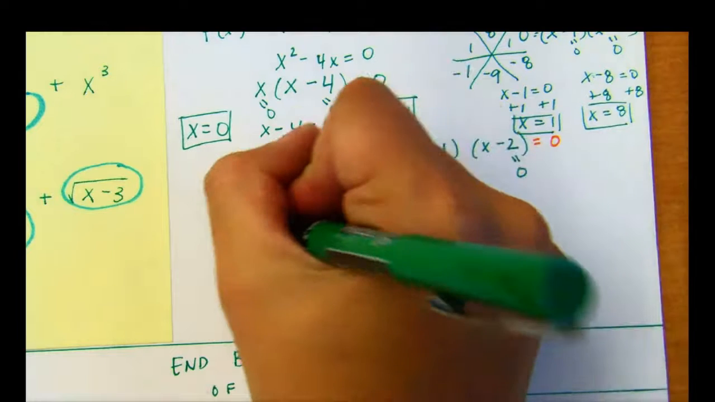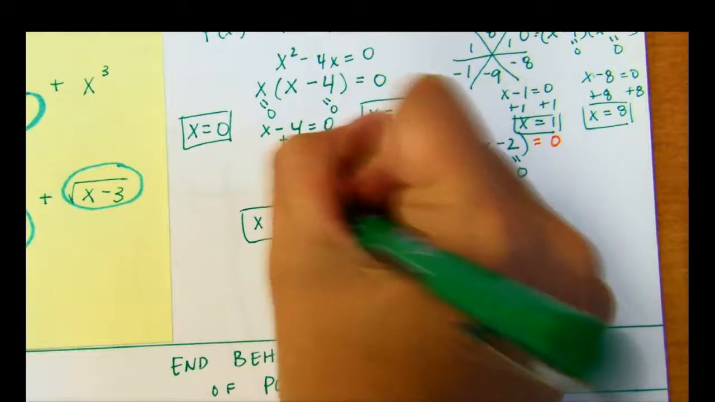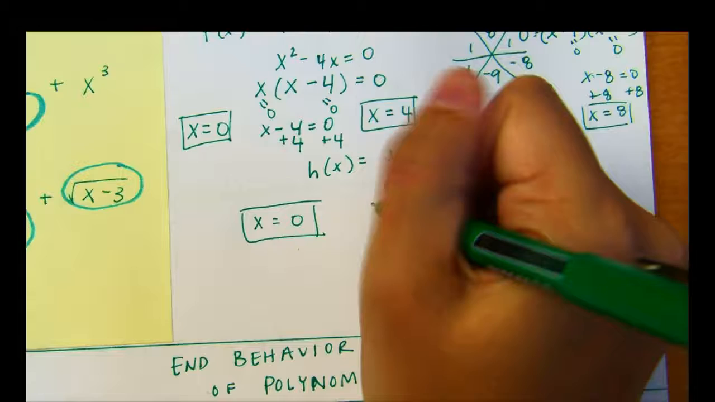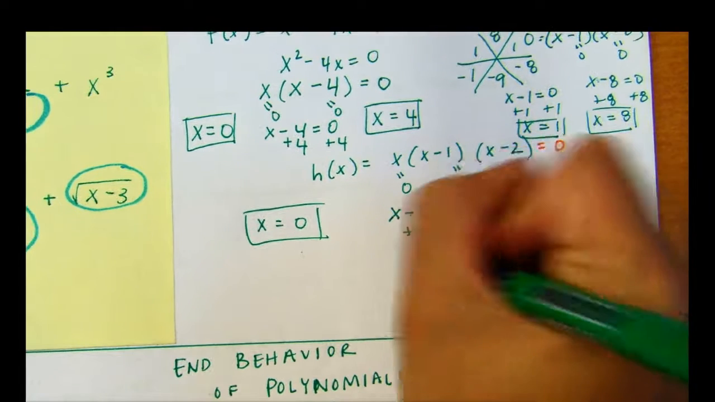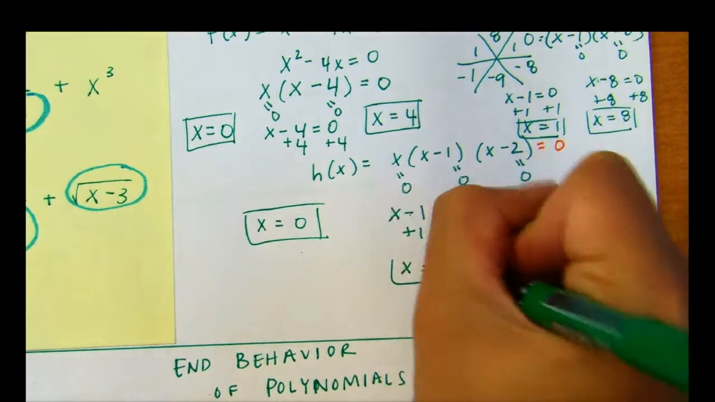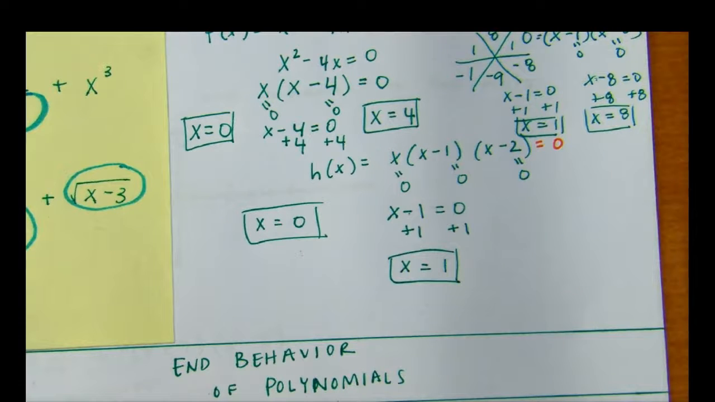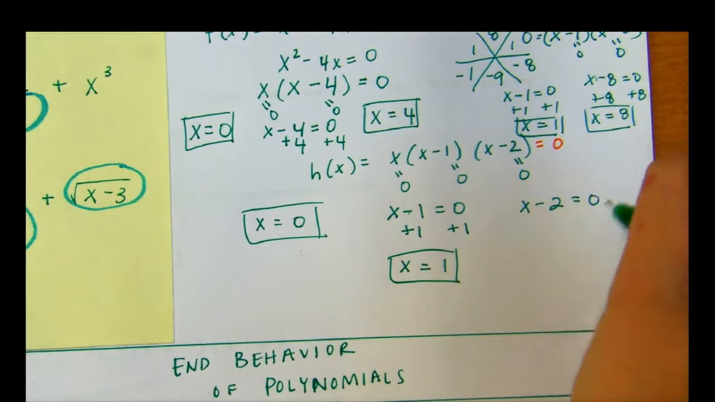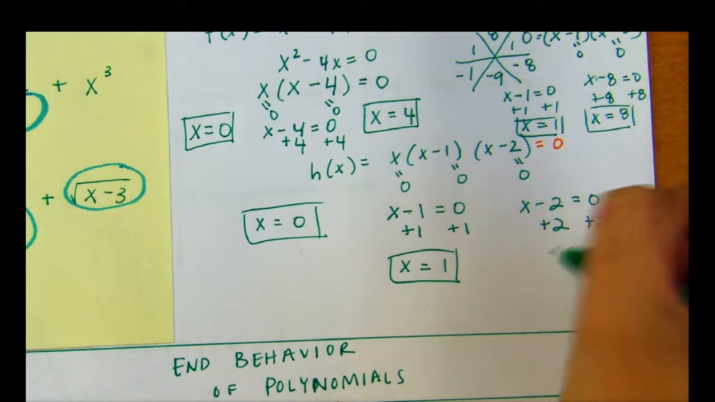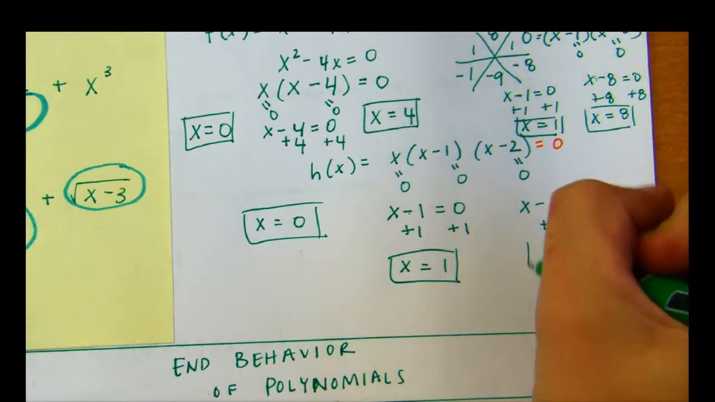One of them is easy, x equals 0. Done. The next one I've got x minus 1 is equal to 0. If I add 1, I'll get x equals 1 as my second root. Third root, take my third piece, x minus 2 is equal to 0. Add 2 to both sides and I'll get x equals 2.